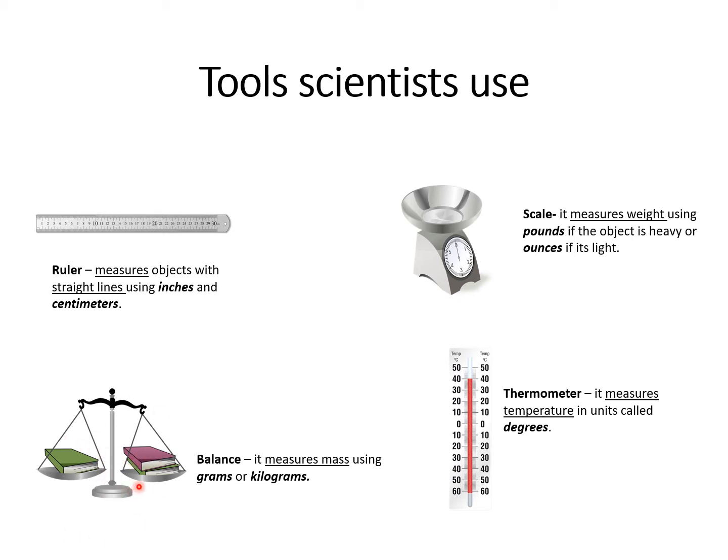As you can see here, we have two books and one book. And two books have more mass than one book because this is more. We have the scale. It measures weight, how heavy or how light something is. And we have the thermometer, which measures the temperature.